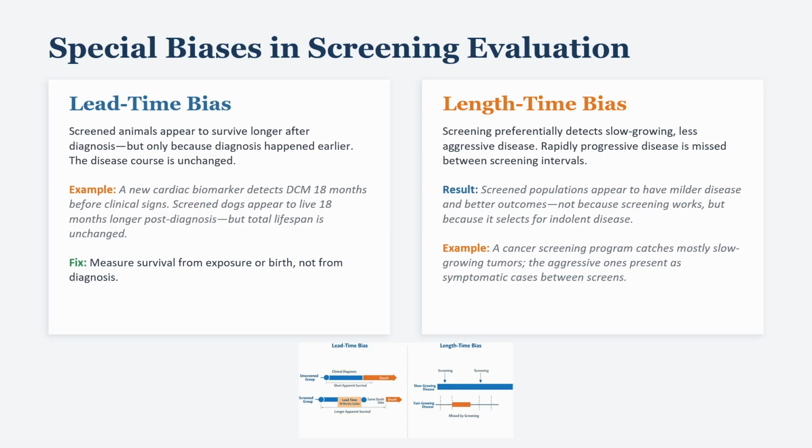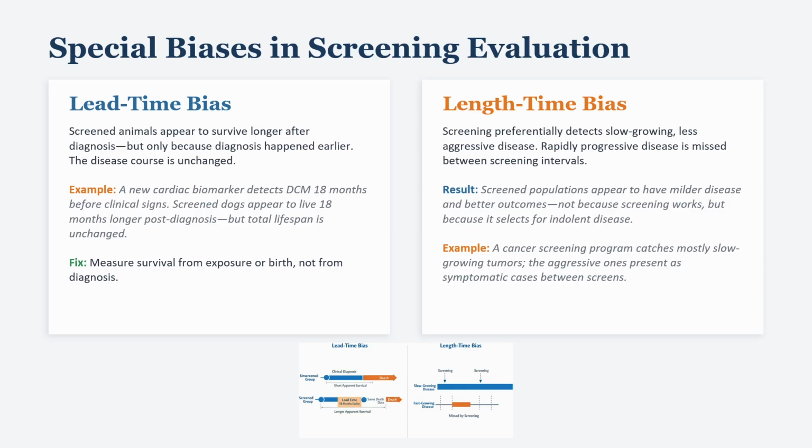Length time bias operates through a different mechanism. Screening programs operate at intervals, annual, biannual, monthly. Rapidly progressive diseases develop and cause clinical signs between screening intervals and never get caught by the screen. They present as symptomatic cases. Slow-growing, indolent diseases are present for months or years before causing symptoms and are much more likely to be caught during a routine screening test.